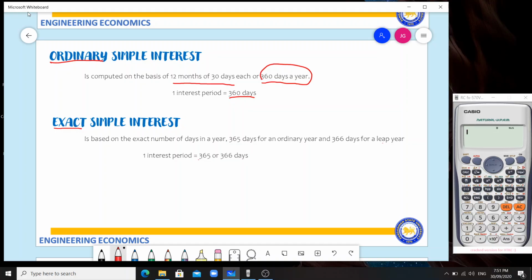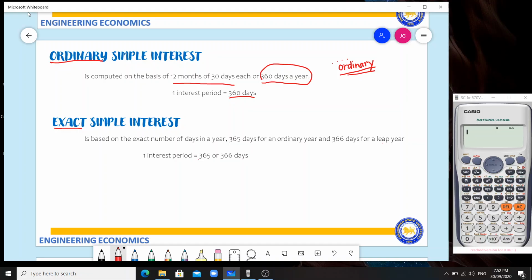Ma'am, paano namin malalaman kung ordinary siya or exact? Usually, sinasabi naman na find the ordinary interest, or kapag walang sinabi, walang in-indicate na type ng simple interest, automatically, ang default nun ay ordinary. So, for example, find the simple interest of blah, blah, blah. Automatic yun, ordinary.